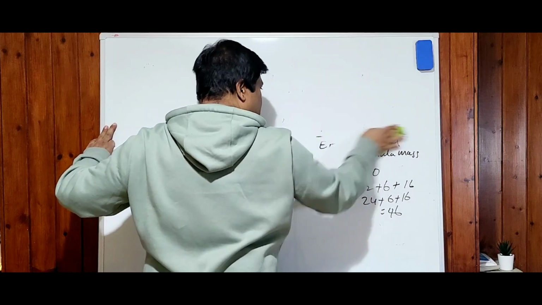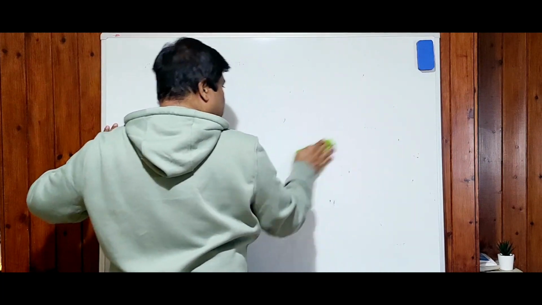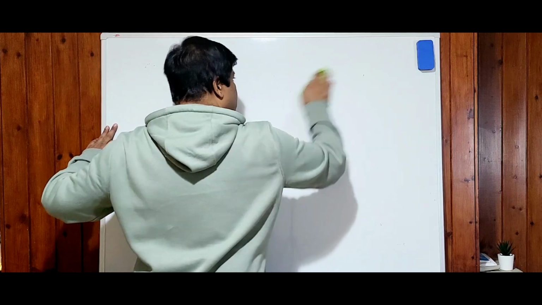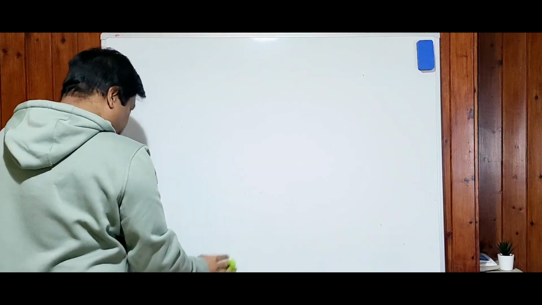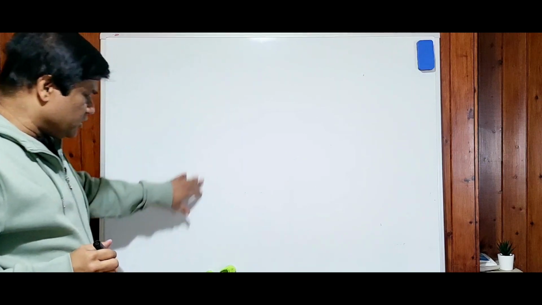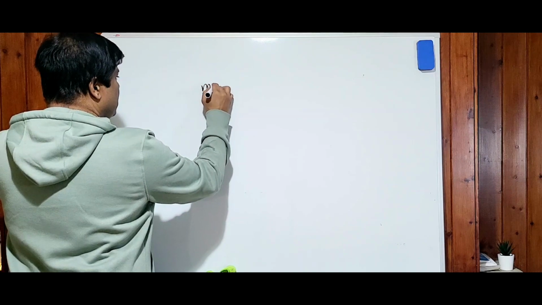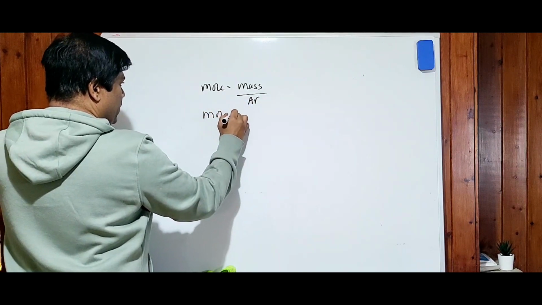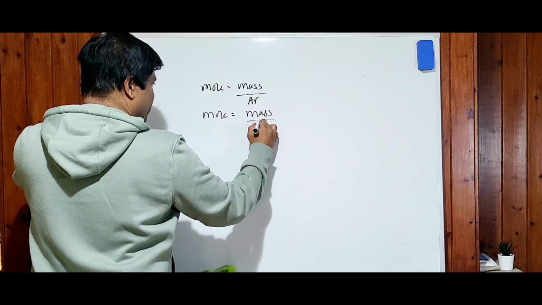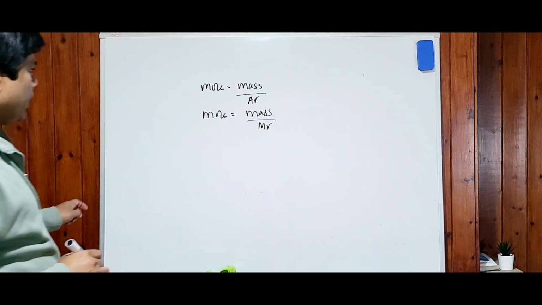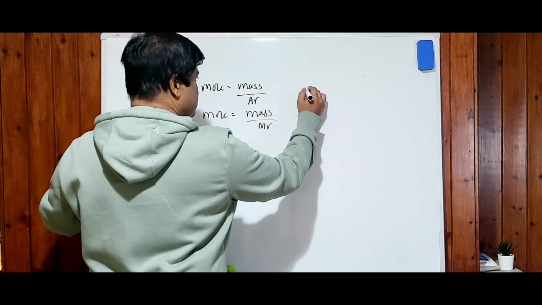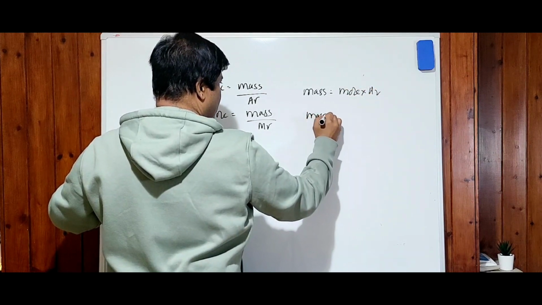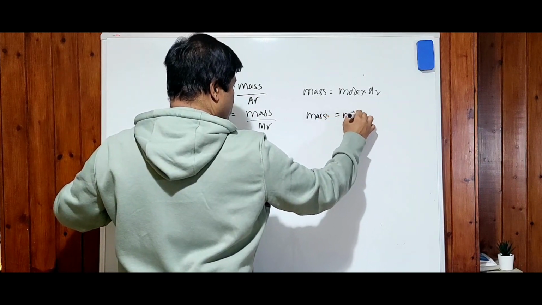Let's see which formula is applicable to work out the mass. What's the formula of mole? I want to go through it. You can make this on a flash card. So mole equals mass over its AR for an element, or mole equals mass divided by MR for a compound. And from those moles, can we work out the mass? Yes, mass equals mole times its AR, or mass equals mole times its MR.